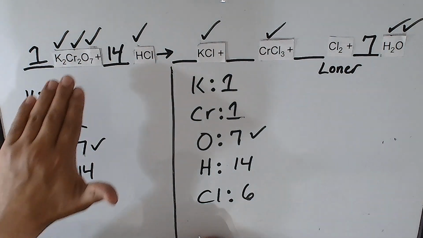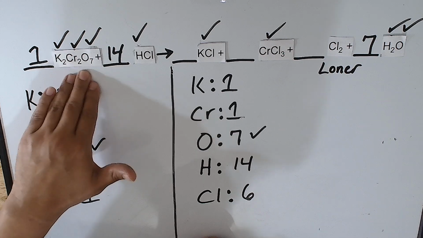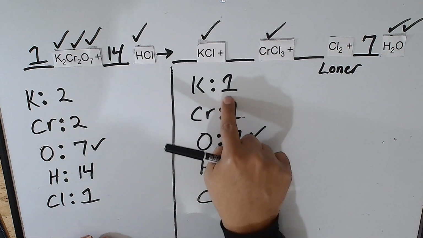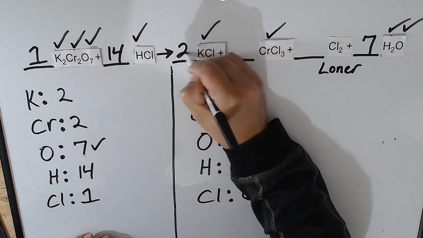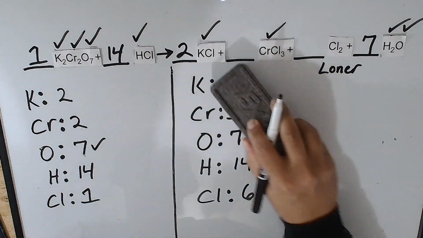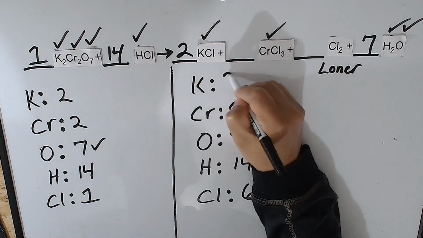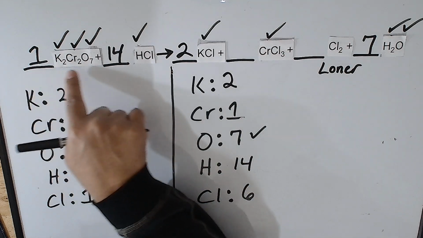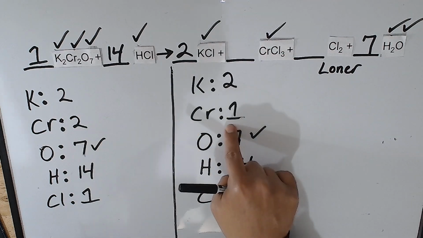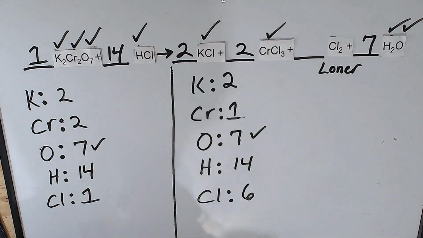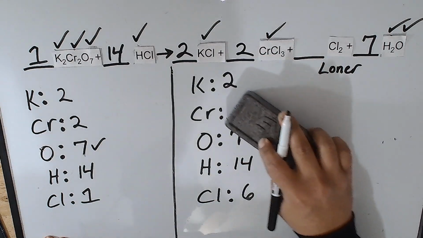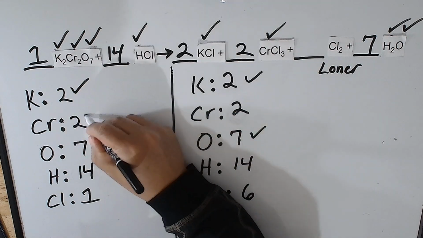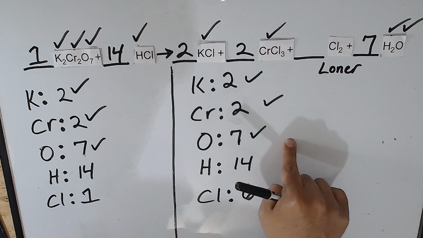So now we'll come back over here and see what we have. So we have 1 times 2 gives me 2 potassium. So I need 2 potassium. So I'm going to write a 2 in here. I'm going to erase that. And now I come back over here. I have 1 times 2 gives me 2 chromium. So I need to have 2 chromiums. So we have the chromiums that are also balanced. And we already talked about the oxygens.